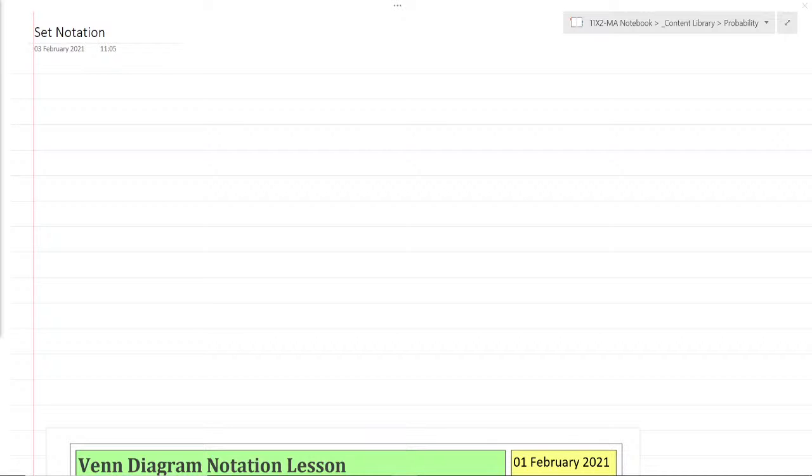Okay, so today we're looking at set notation. Set notation is a way of thinking about Venn diagrams and the way that they are set out. There's a lot of different things that we need to know with set notation. There's a few different symbols, so I'm going to draw some of them, and then we'll talk about it. Okay, so let's have a go at some of these now.